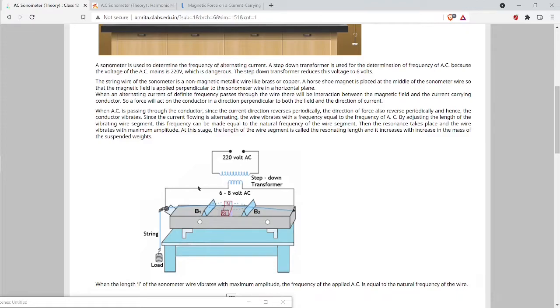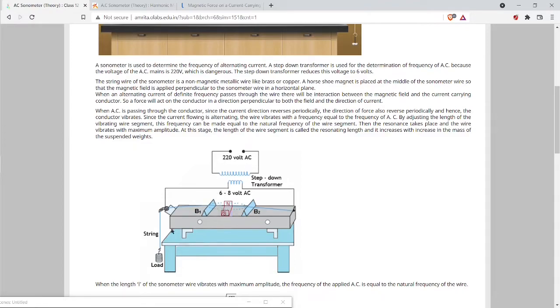For this purpose, we'll consider only one term, that is called the frequency. The frequency is not changing here. The frequency after the step down process and before are actually the same. So though it's 6 to 8 volts AC, the frequency is similar to that one.